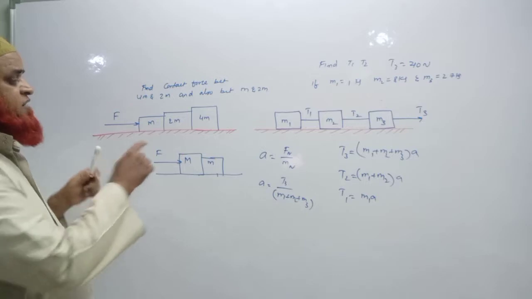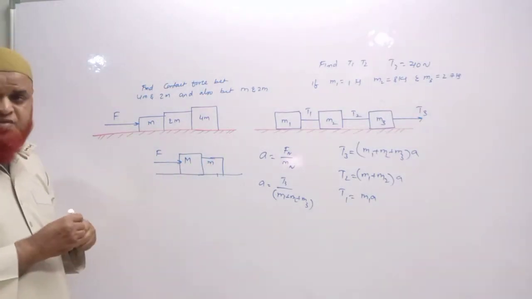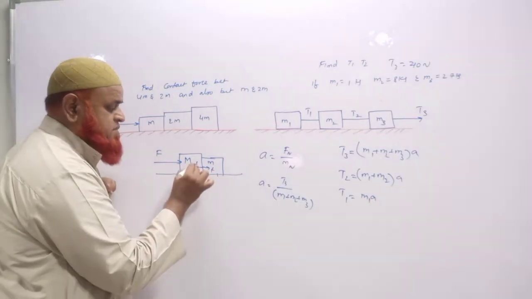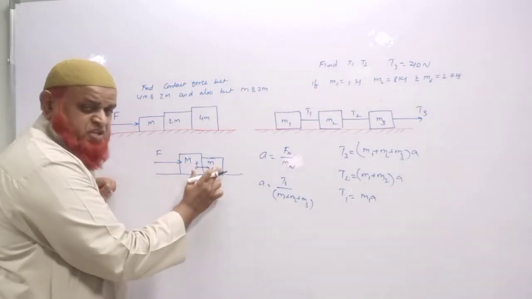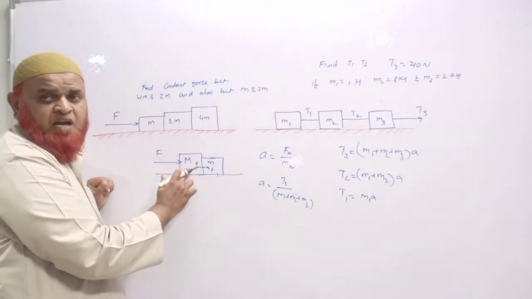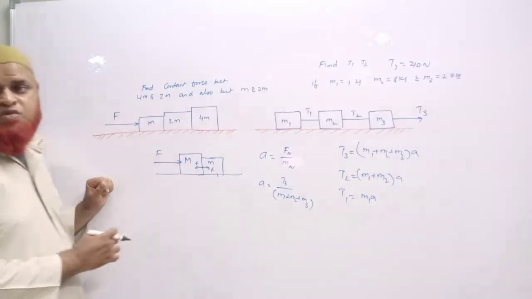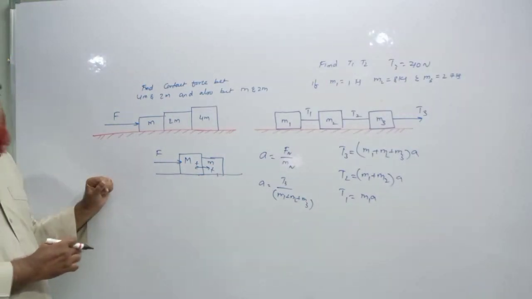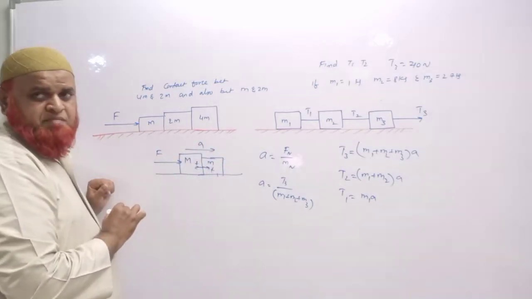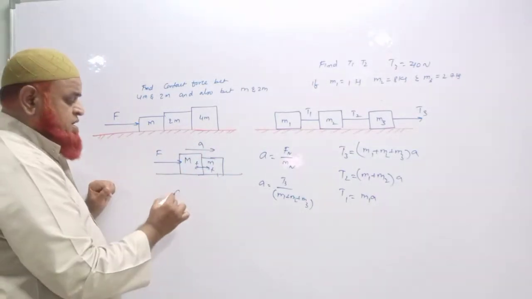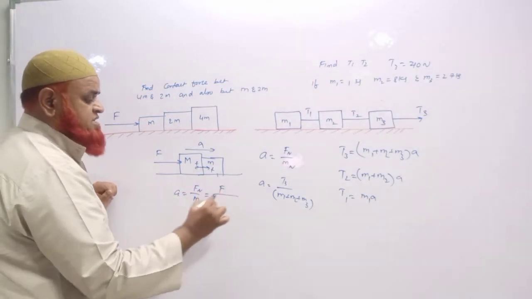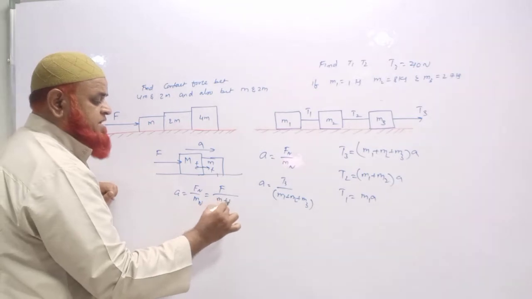You have to find out the contact force between the two blocks. What is the meaning of contact force? Contact forces are nothing but action reaction forces here. With how much force this block will push the smaller block, with the same force the small block will push the larger block. This is called contact force. So here both are moving with the same acceleration. Acceleration is equal to net force by net mass. Net force is F and net mass is small m plus capital M.